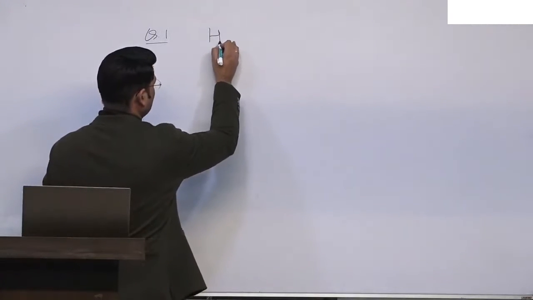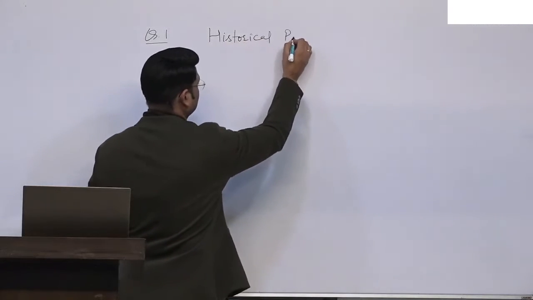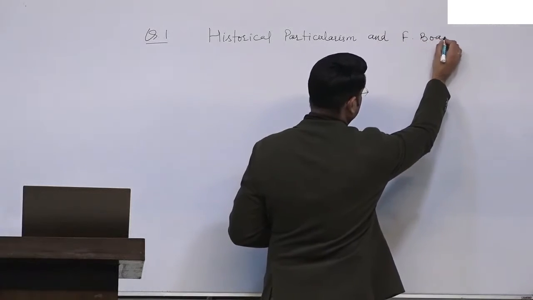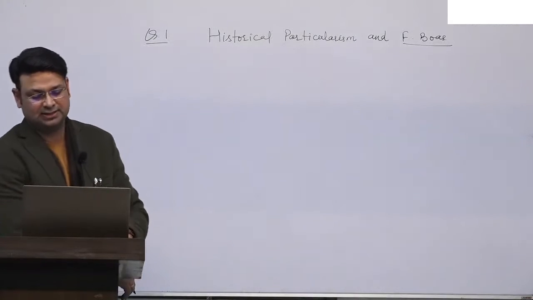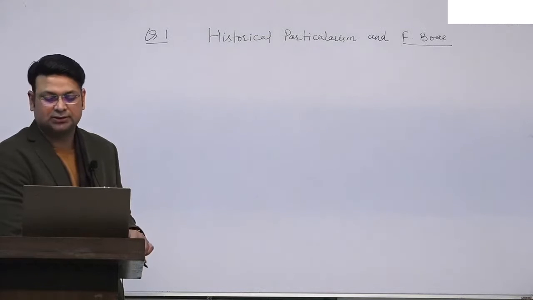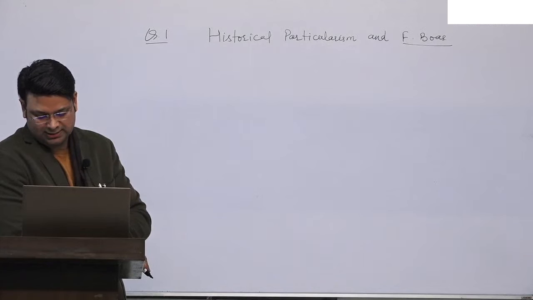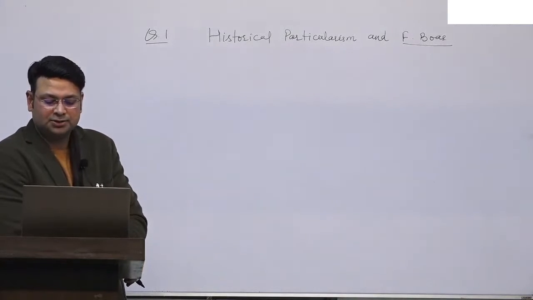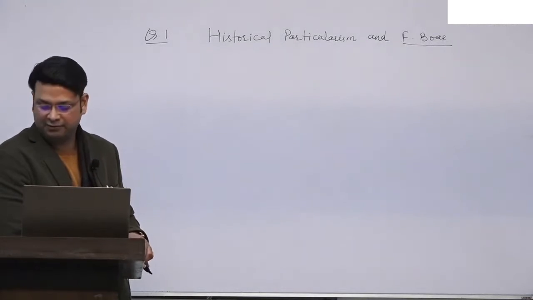Okay, so the next question is historical particularism and Franz Boas, right? So see, historical particularism is a school of thought which is associated with Franz Boas, right? Boas never called himself the giver of this theory or this school of historical particularism, although the term was coined by Marvin Harris, right?